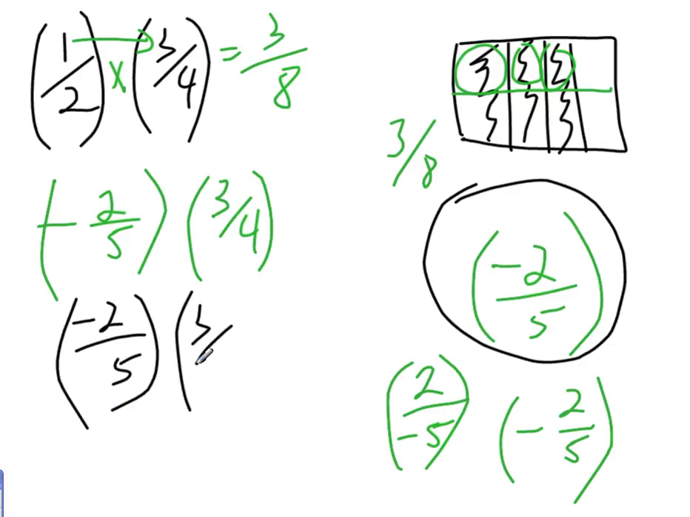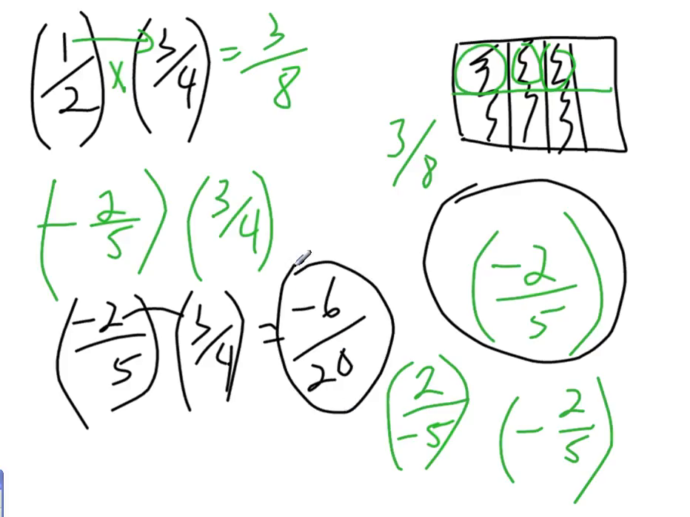So with our thinking here, we can consider this to be negative 2/5 times 3/4. Again, negative 2 groups of 3 is negative 6, and 5 groups of 4 is 20. We can simplify this by dividing by 2, and another name for negative 6/20, a simpler name, would be negative 3 over 10.